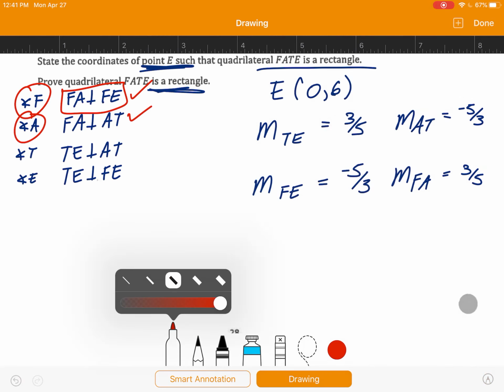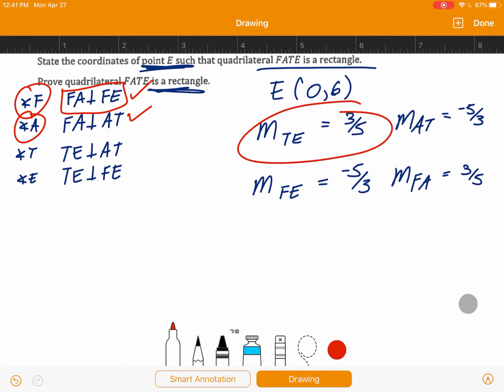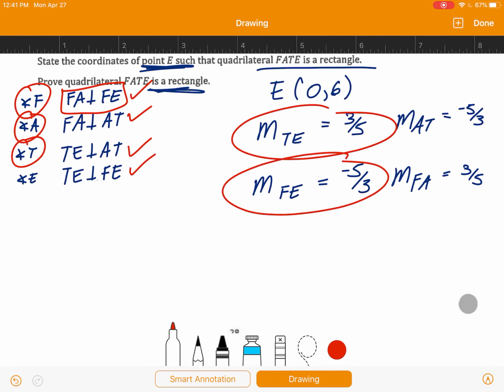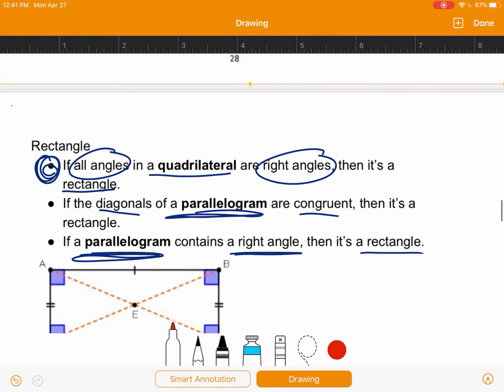The next one is TE and AT, and those are negative reciprocals, so they're perpendicular. This is a right angle. And then the last one, we have TE and FE. Those are also negative reciprocals, which makes it perpendicular, which means this is also a right angle. So you would write as your statement that all 4 angles are right angles in this quadrilateral.